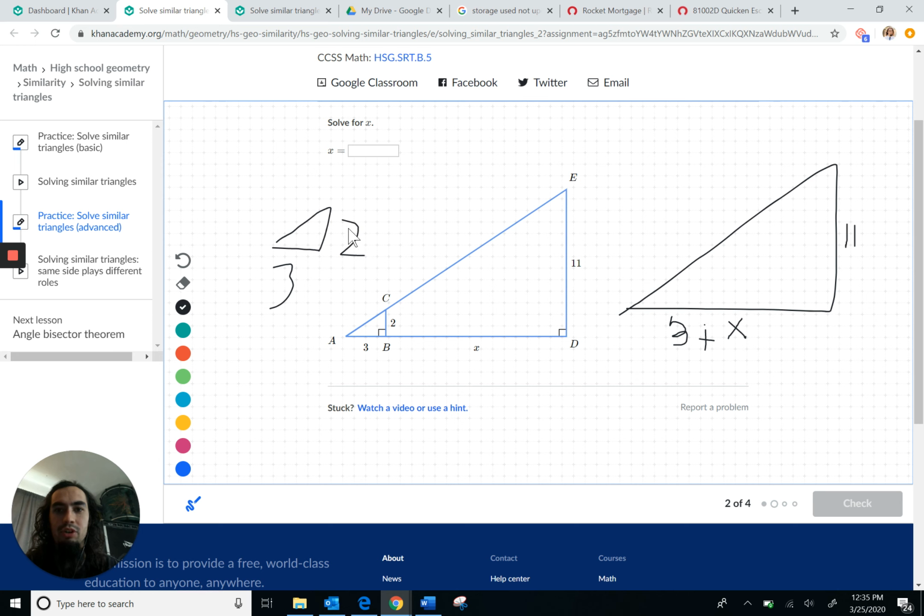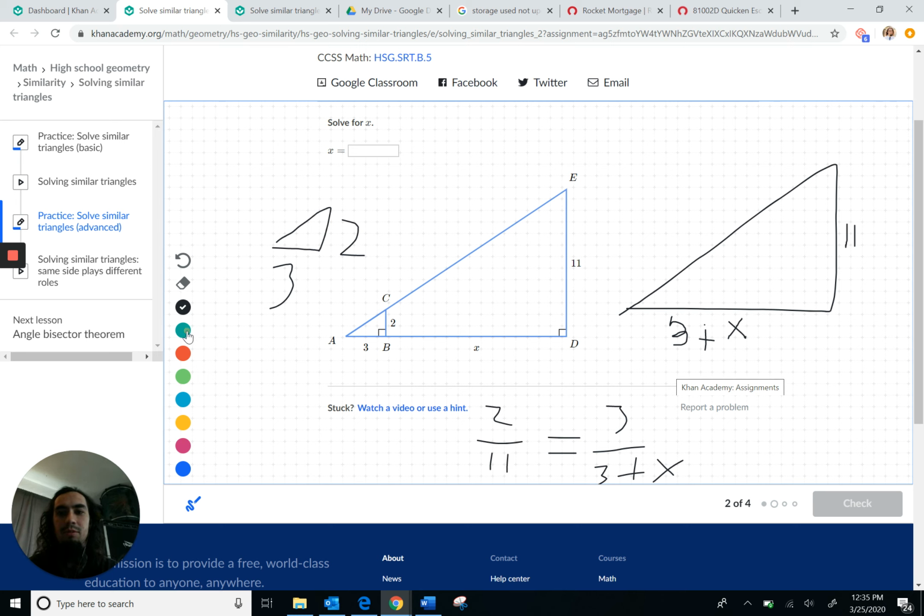You can set up a proportion. 2 is to 11, okay? 2 to 11. 11 goes to, okay, so we did 2, we did 11. So now we're going to do 3 goes to 3 plus x. There we go. So 2 over 11 equals 3 over 3 plus x.